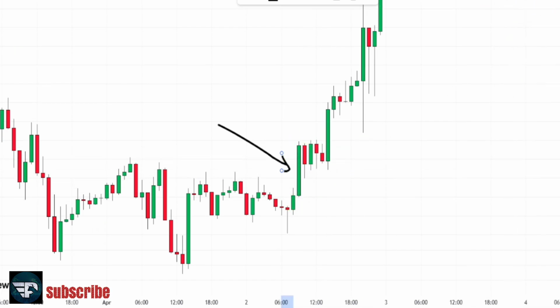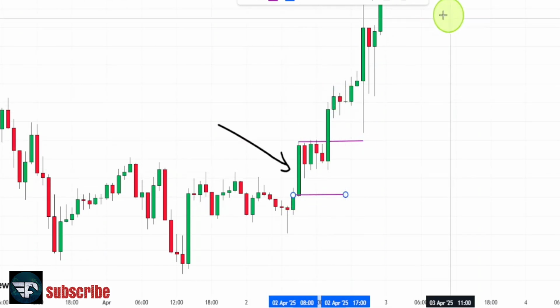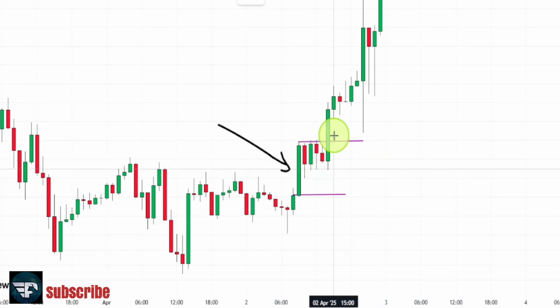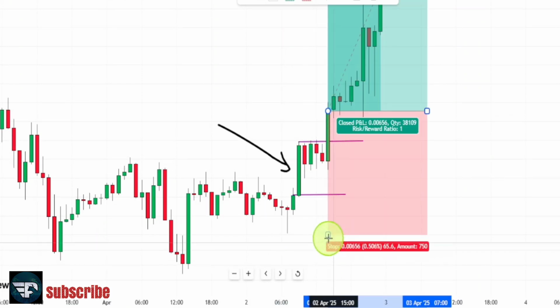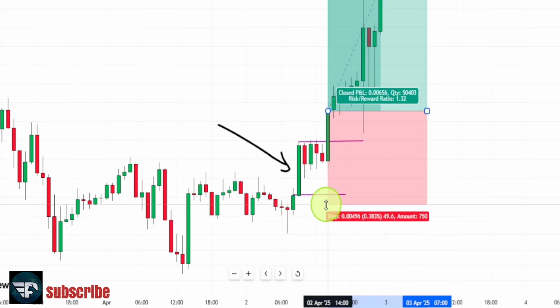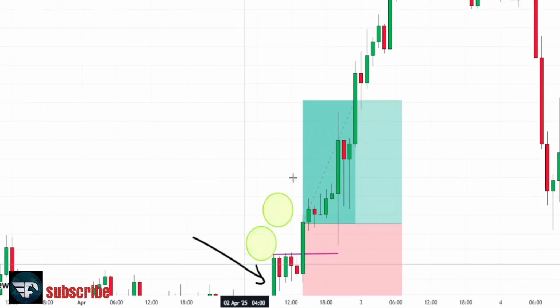So what you need to do is mark the high of the master candle like this, and then mark the low of the master candle like this. We want to see the breakout to the upside, and you take the trade. In this case, the breakout happened here, so you take that trade from there. Stop loss below the master candle, then you target 1:1 or 1:2.